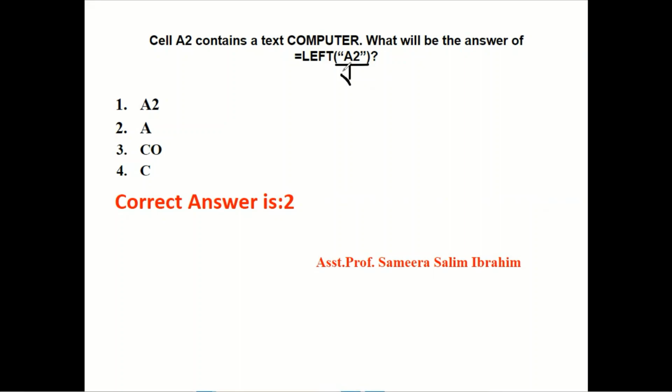Just like how I wrote hi in inverted commas in the last slide, in the same way here A2 is written in inverted commas. It's just to confuse you. Everything else is the same: cell A2 contains the text computer. But here they have played a trick. Instead of writing A2, they have written A2 in inverted commas, so this is of no use. A2 is a string, and from the left it is going to access A. So the correct answer will be A. Fine.